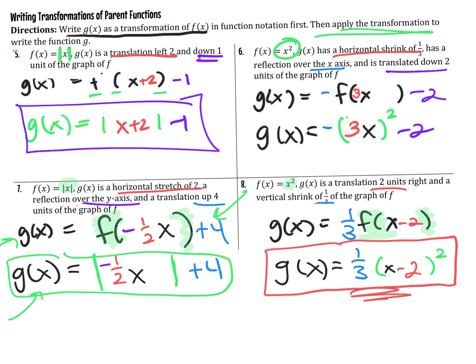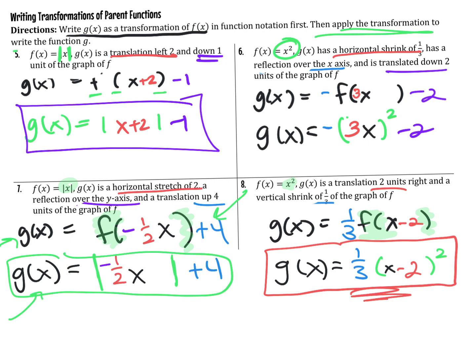Okay, the very last thing we're going to do, we're going to add one more layer onto this idea of writing a transformation, and that is going to be order. Sometimes, as we were looking at in these examples, everything is just a list of things that we need to do to the function.